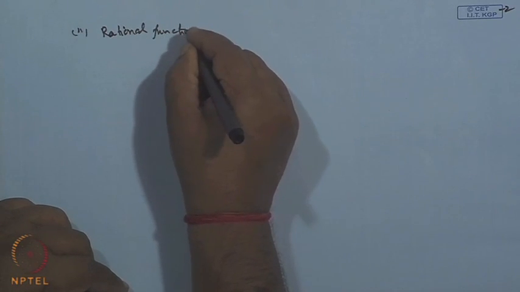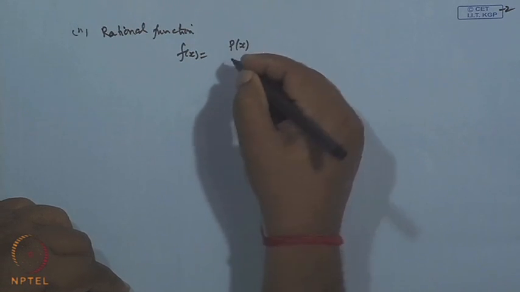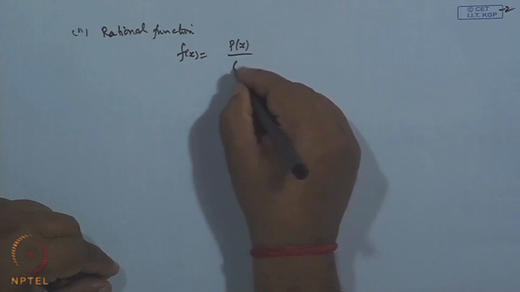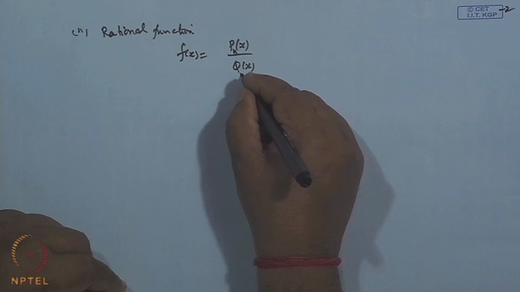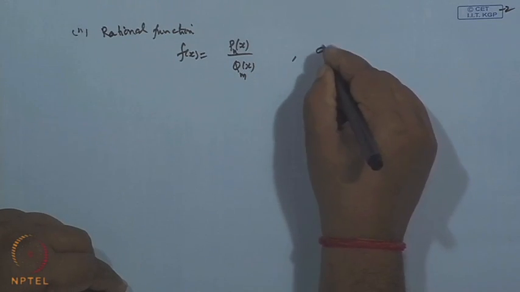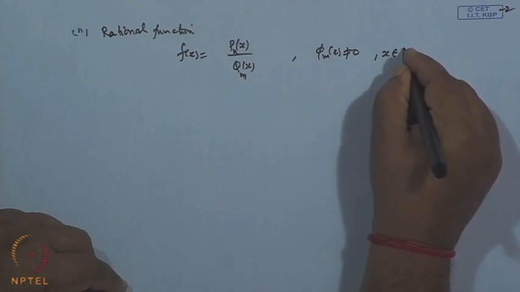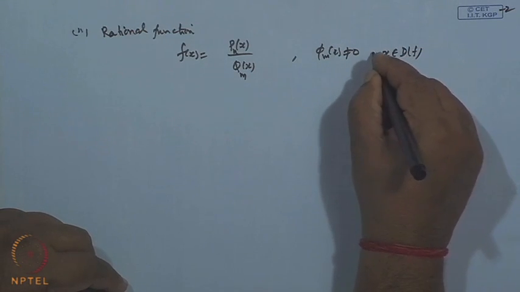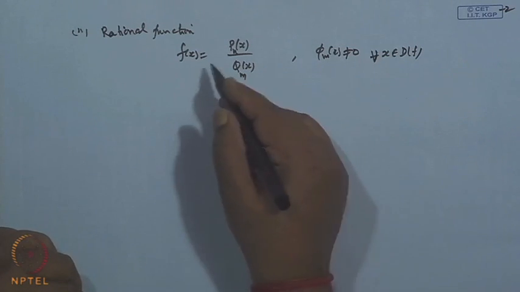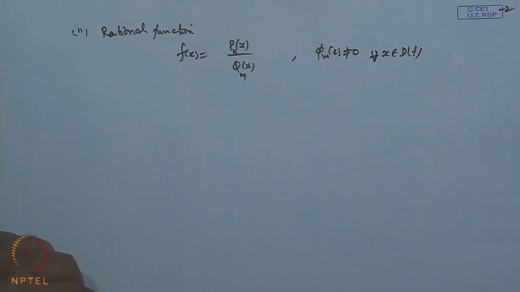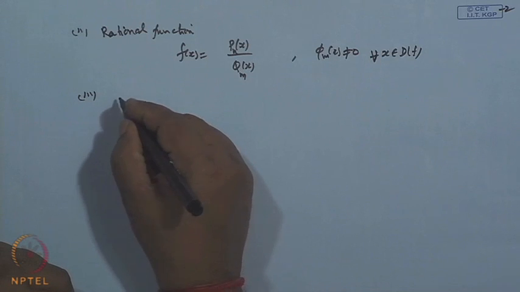Rational functions. A function f(x) of the form p(x) by q(x), where p(x) is a polynomial of degree n and q(x) is a polynomial of degree m, but q(x) is not 0 for any x belonging to the domain of f. For every x belonging to A, q(x) is not 0, then such a function we call a rational function. And then a third type of function which we can approach is the algebraic function.